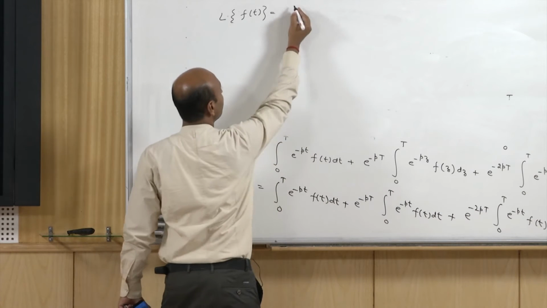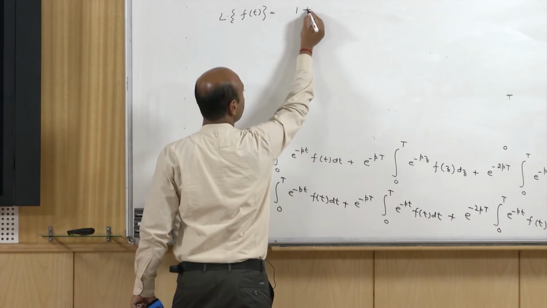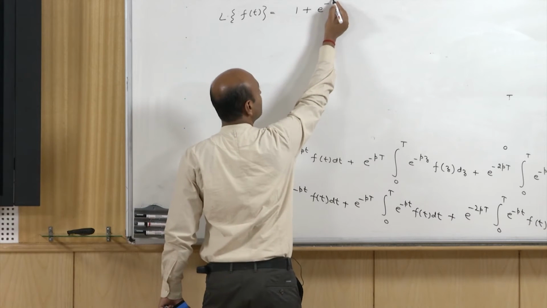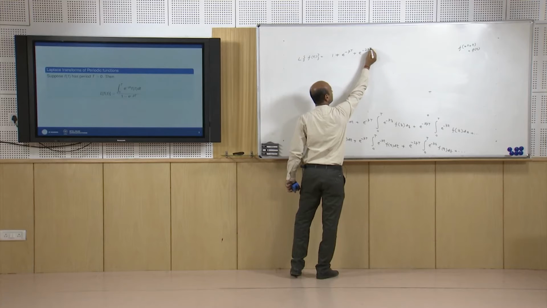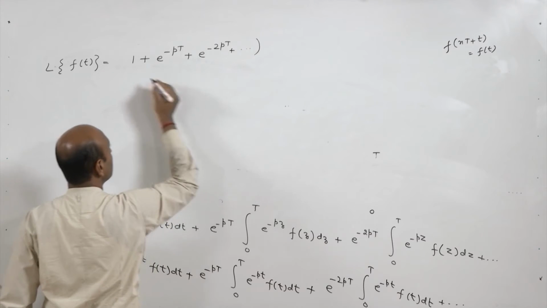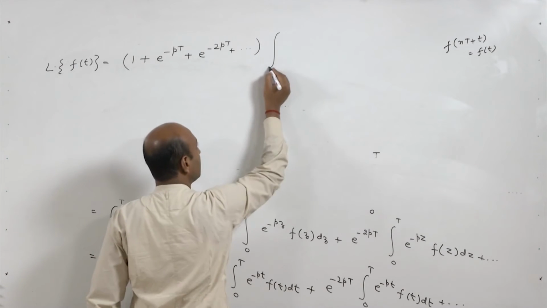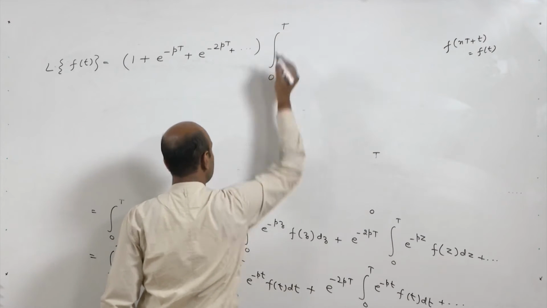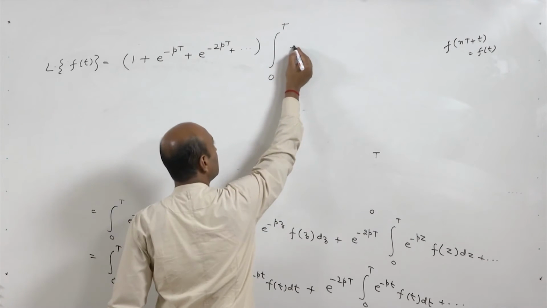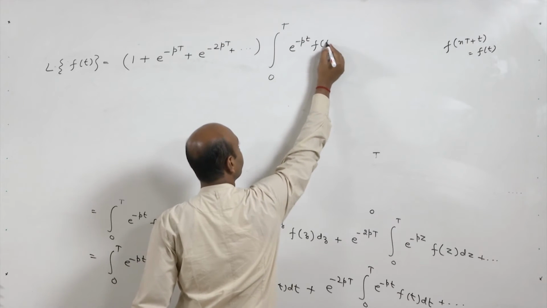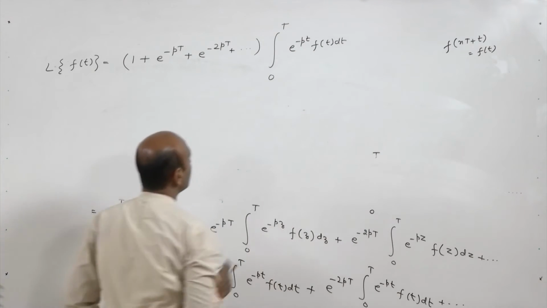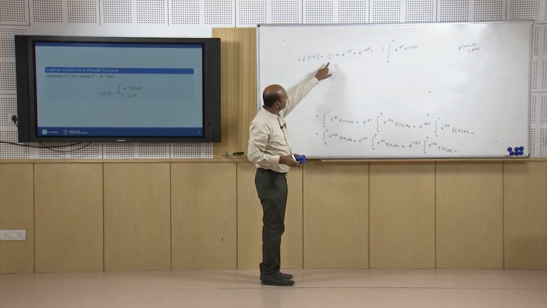So when we simplify this, we will get 1 plus e^(-pT) plus e^(-2pT) plus and so on, and this is common for all the terms, times the integral from 0 to T of e^(-pt) f(t) dt. So after simplification we get this.